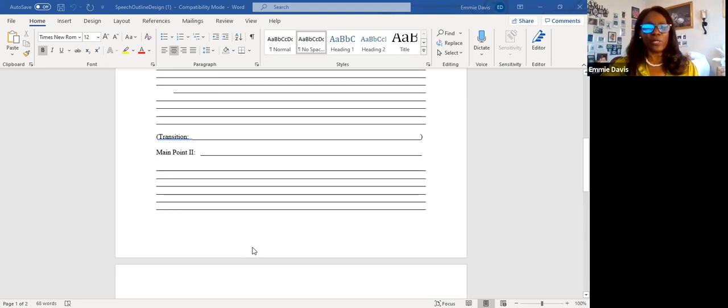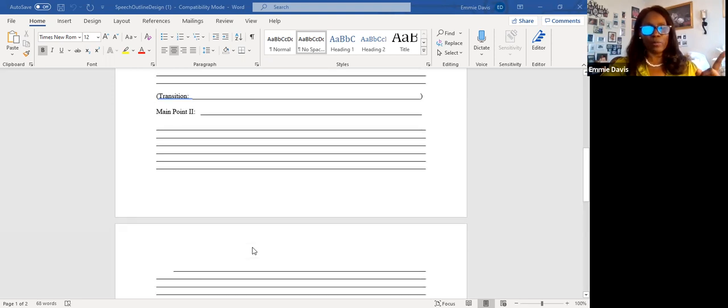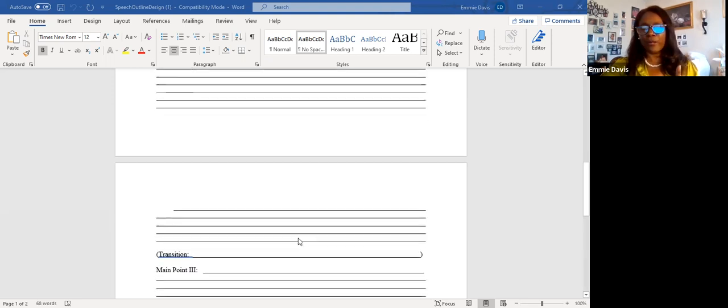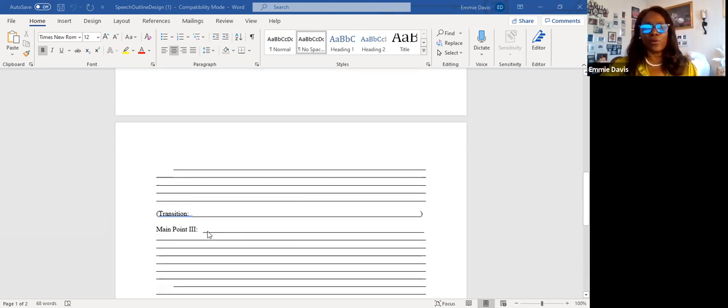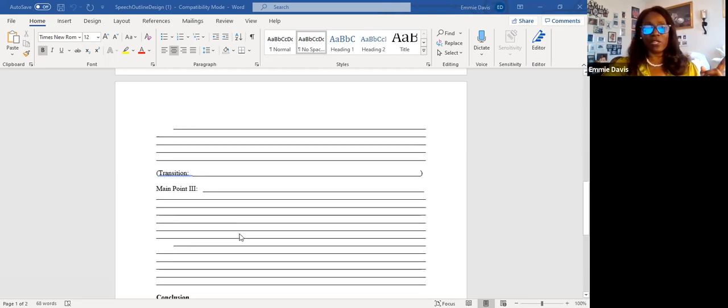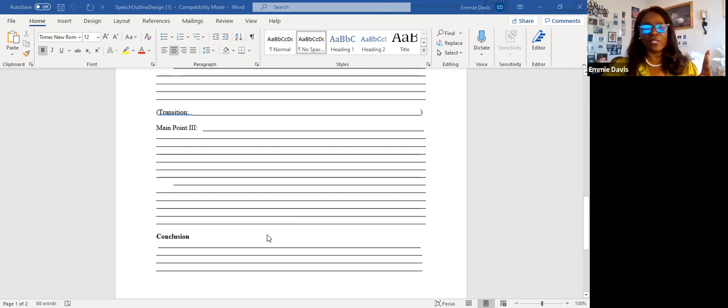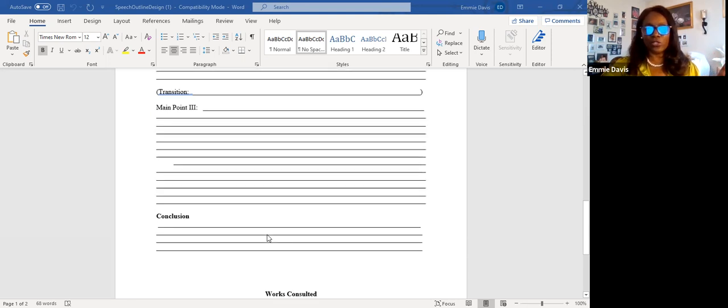You give your next point that you're going to talk about, same thing, 1 paragraph, non-honors, 2 paragraphs, honors. Main point 3, before you get to it, you said, finally, I will discuss. Main point 3, you put it there, 1 paragraph, non-honors, 2 paragraphs, honors. Then you give your conclusion.